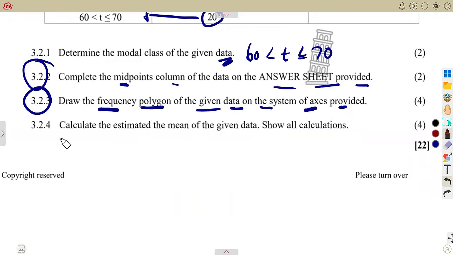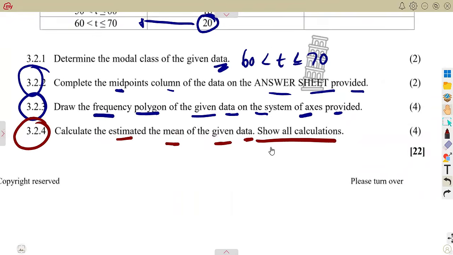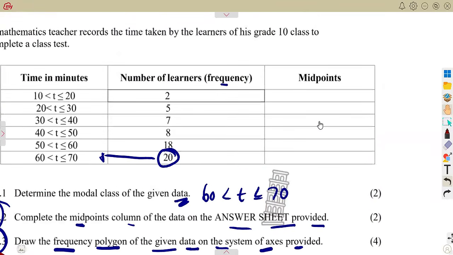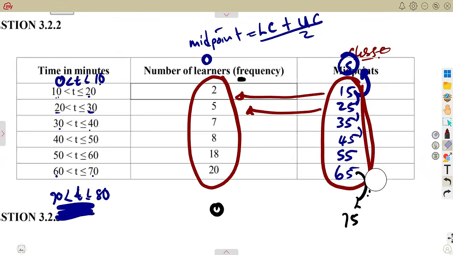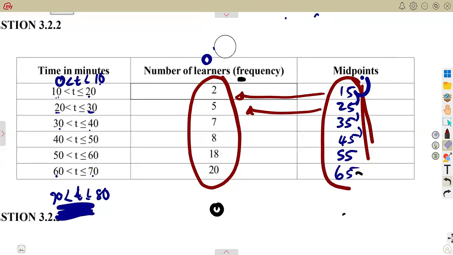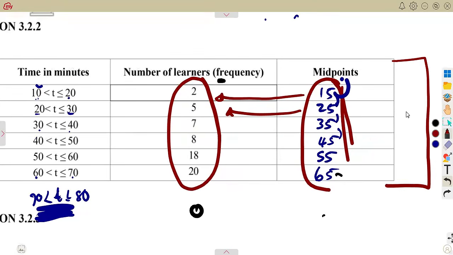Then the question was, calculate the estimate of the mean of the given data. Show all calculations. An estimate of the mean. Remember, you can calculate the mean from the midpoints that we had. We already calculated our midpoints here. We had a similar question in 2022, where they gave us another part multiplying the frequency and the midpoints. The frequency and the midpoints, you find the total.